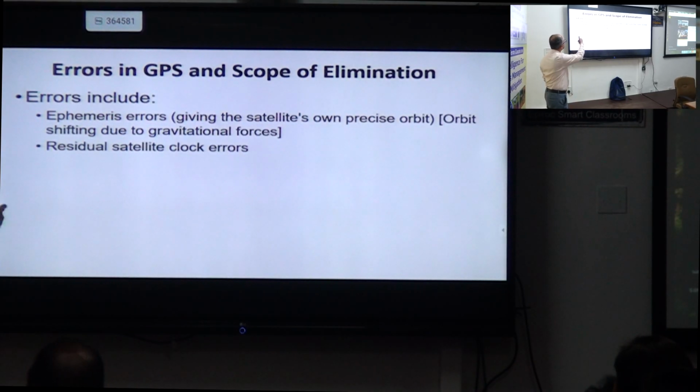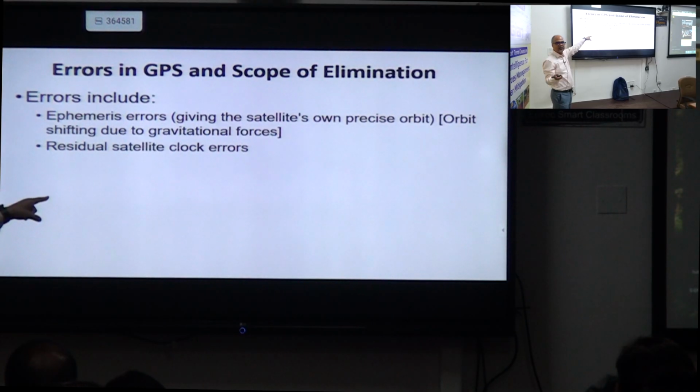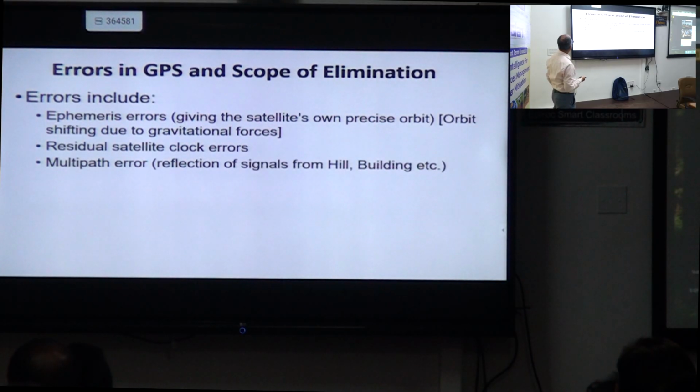Then there is residual satellite clock error. The satellite clock is corrected in all the satellites, but there may still be some error. The receiver clock is already taken into account, but the satellite clock itself may have some error. So this is also one point.